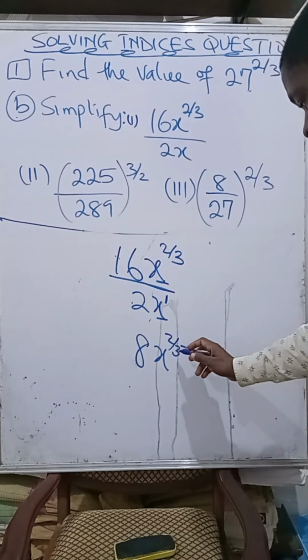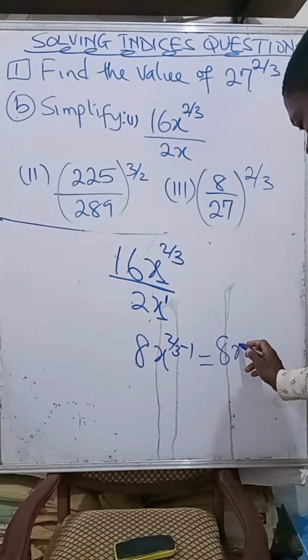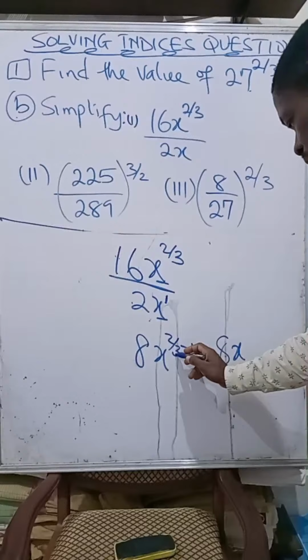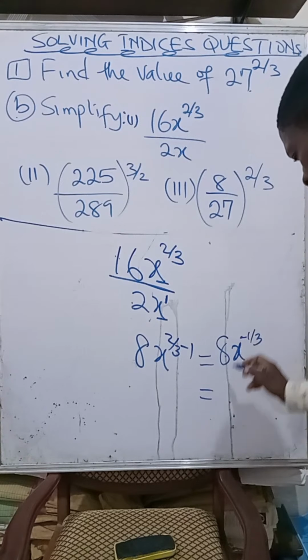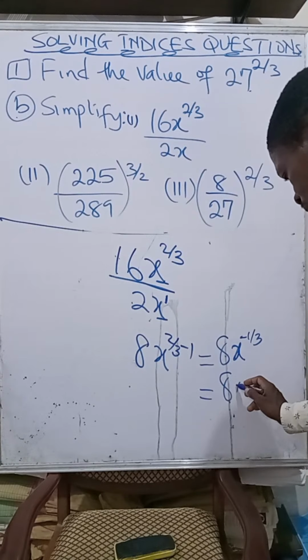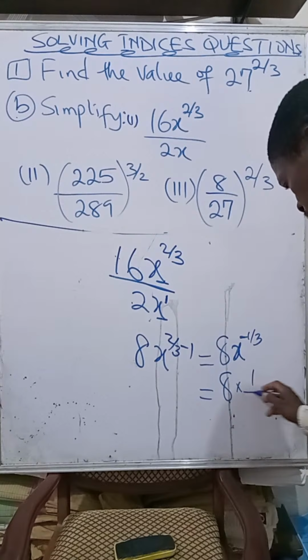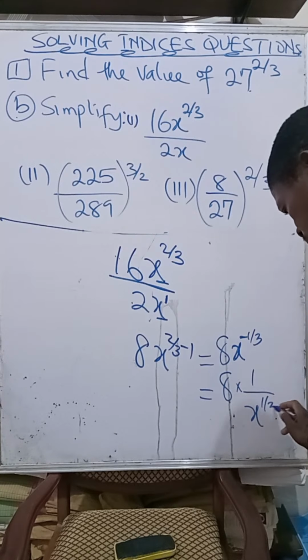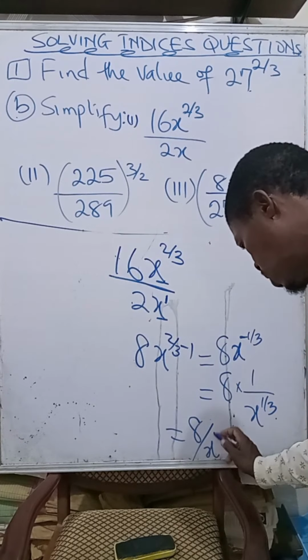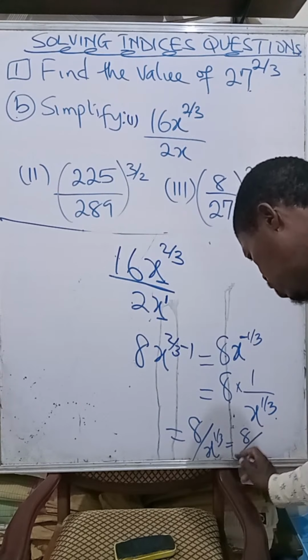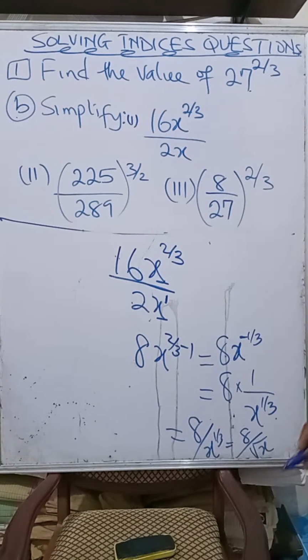So this will be equal to 8x. This is 2 minus 3, that's minus 1 over 3. And then you can take this minus down, which will be 8 times 1 over x to power 1 over 3. And that's equal to what? That's equal to 8 over x to power 1 over 3, or 8 over cube root of x. So that's that on that. We have plenty of questions.